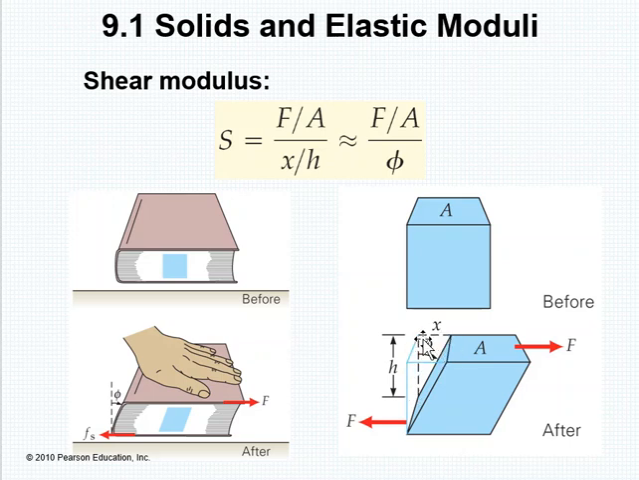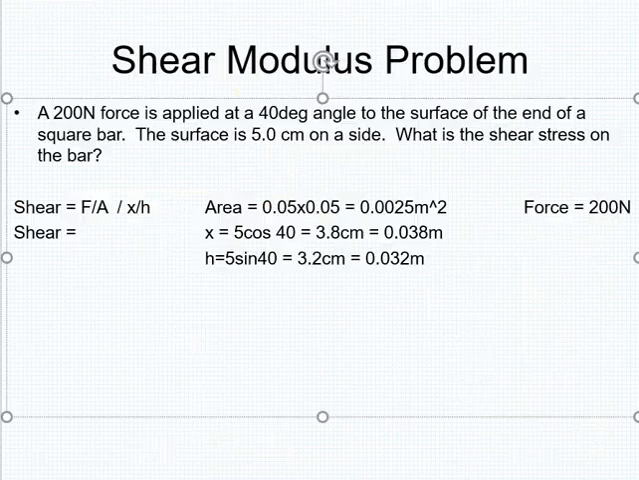We're going to have to solve for the area because it's a square bar, so that's 5 in both directions. That's 25 square centimeters, but we're going to convert it to meters and get a square area in meters. The only thing we've really got to solve for here is x. That is our opposite, and they've given us the hypotenuse of 5. So we're going to use cosine of theta, cosine of 40 equals the opposite over the hypotenuse. That's how we're going to go about solving this.